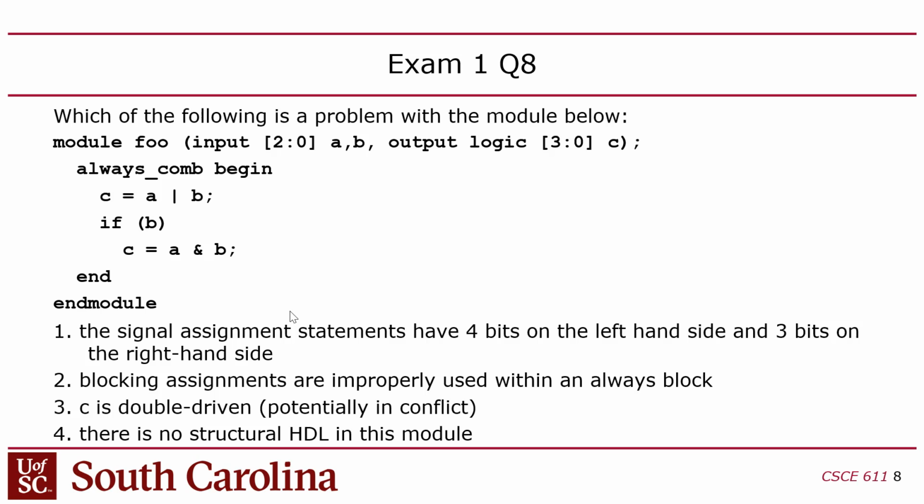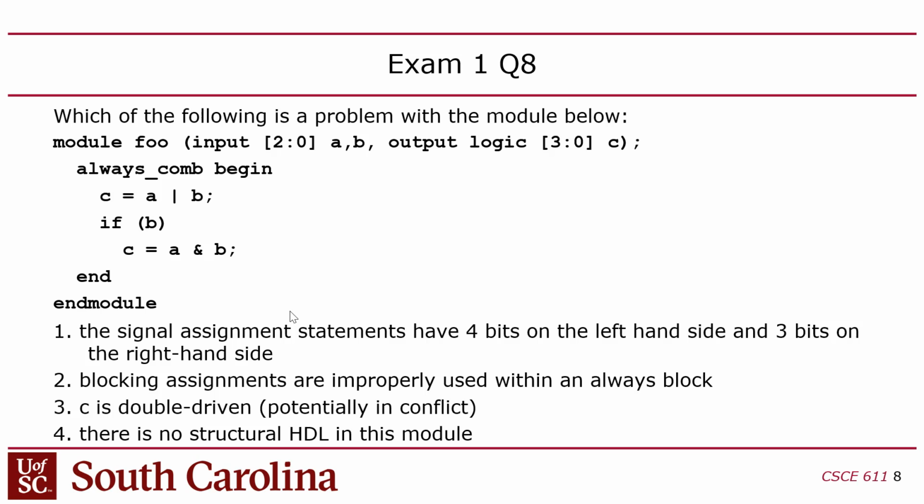Okay, which of the following is a problem with the module below? Signal assignment statements have 4 bits on the left-hand side and 3 bits on the right-hand side. Is that true? C is 4 bits, so that's the left-hand side, and A and B are 3 bits. So yeah, that's a problem. So that would be option 1 would be the answer there.